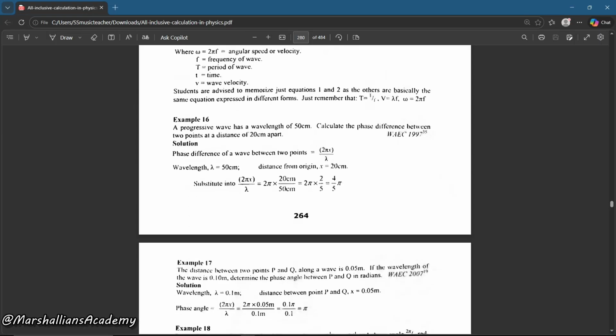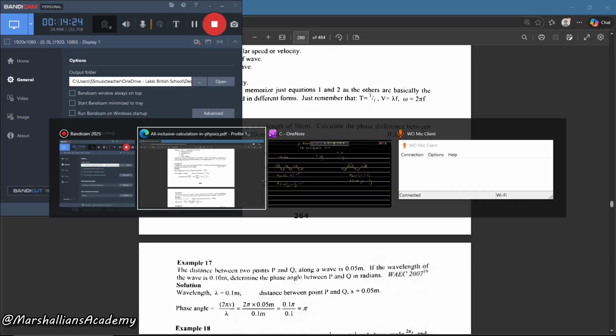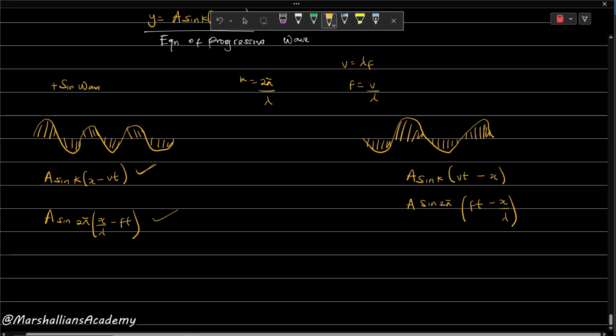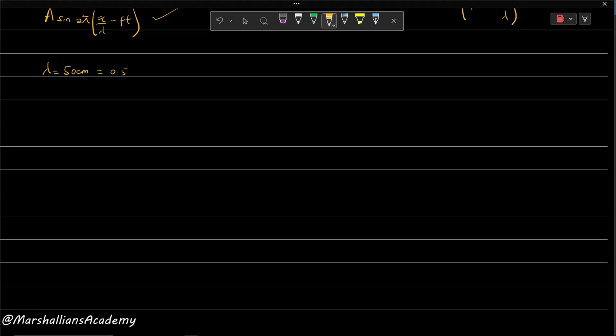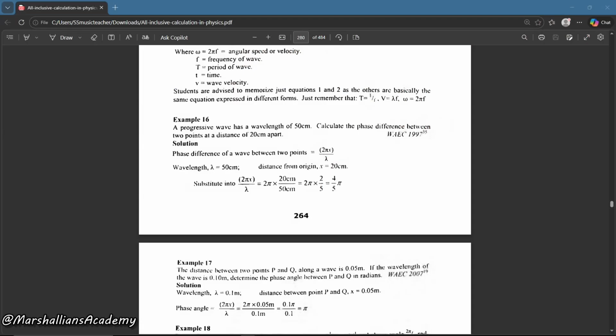See this question. They said example 16. A progressive wave has a wavelength of 50 centimeters. So let's take that down. They say the progressive wave has a wavelength of 50 centimeters, which is 0.5 meters. And they said calculate the phase difference.